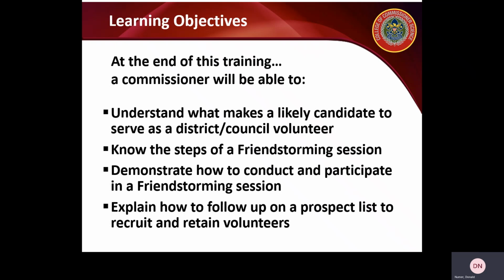We're going to talk about the steps of a friendstorming session. We're going to demonstrate how to conduct and participate in a friendstorming session. We're not actually, obviously, going to do one. This is online training, but we're going to talk through some of the things. So we're going to explain how to follow up on a prospect list to recruit and retain volunteers. Because that's one of the things, and I'll emphasize this towards the end: it's not just coming up with a list, but then how do you go out and reach out to those prospects, and then how do you retain them?